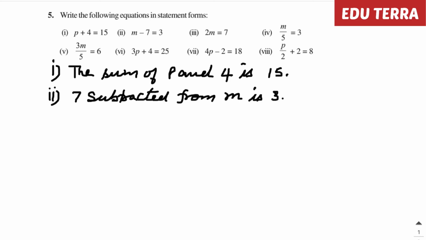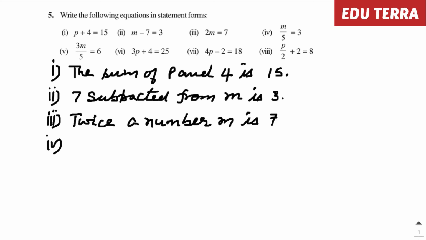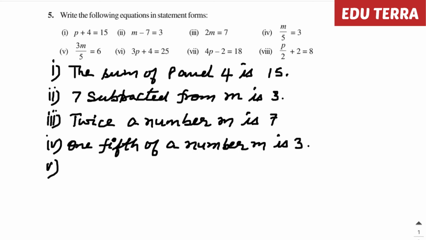Now third, 2m equals 7. So it means 2 times m is 7. Otherwise we can say twice a number m is 7. m upon 5 equals 3. So in words, 1/5 of m is 3. Similarly, 3/5 of a number m is 6.